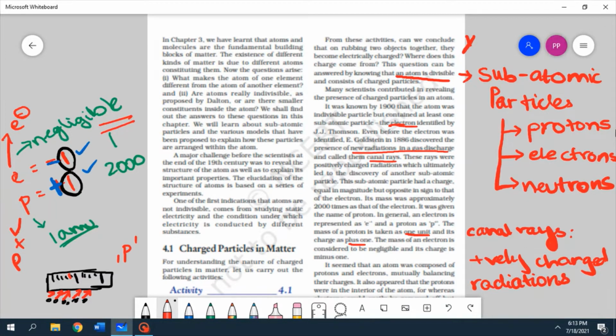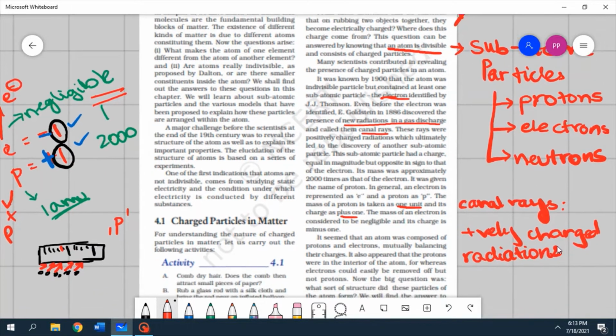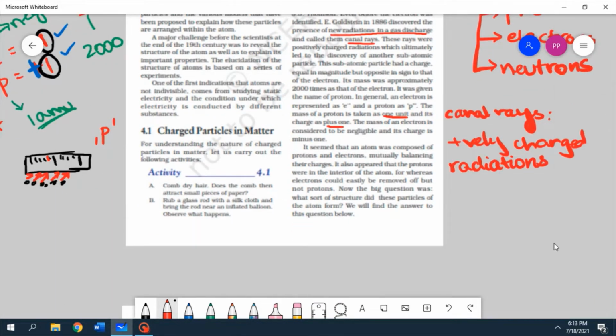Initially after the discovery of protons and electrons, scientists thought that was the last level. They thought these were the only two subatomic particles, but then a case of logic led to the discovery of neutrons. We'll talk about that later in the lesson. So there was this big question: what sort of structure did these particles of the atom form? That's what the next part of the lesson will be, the structure of the atom.